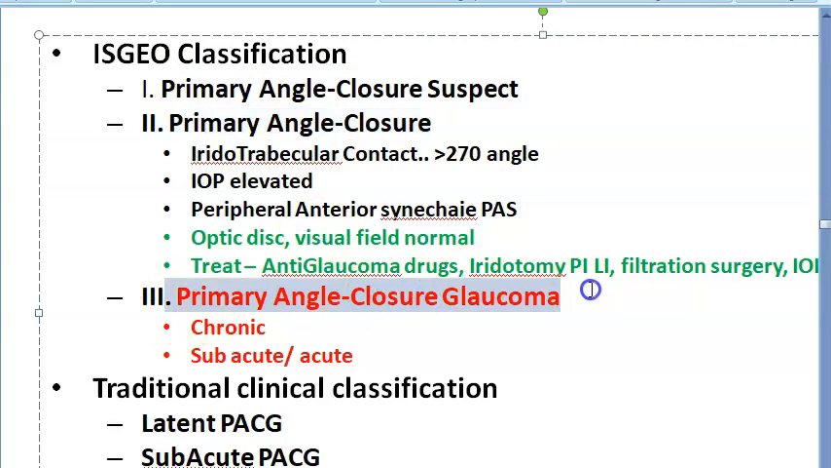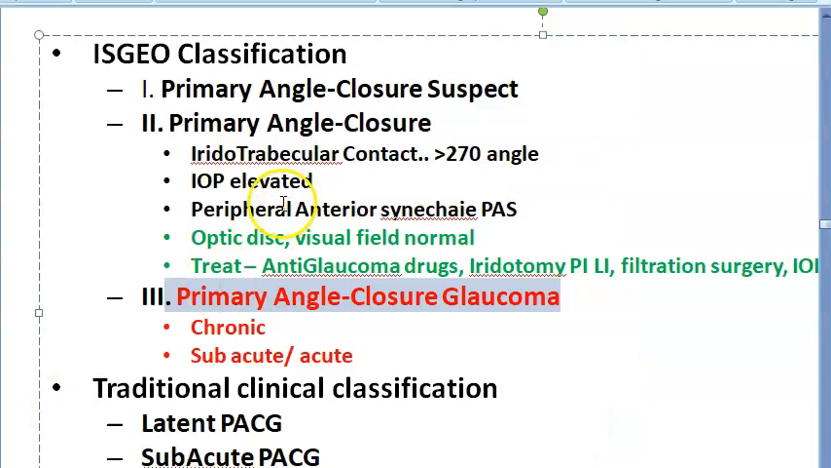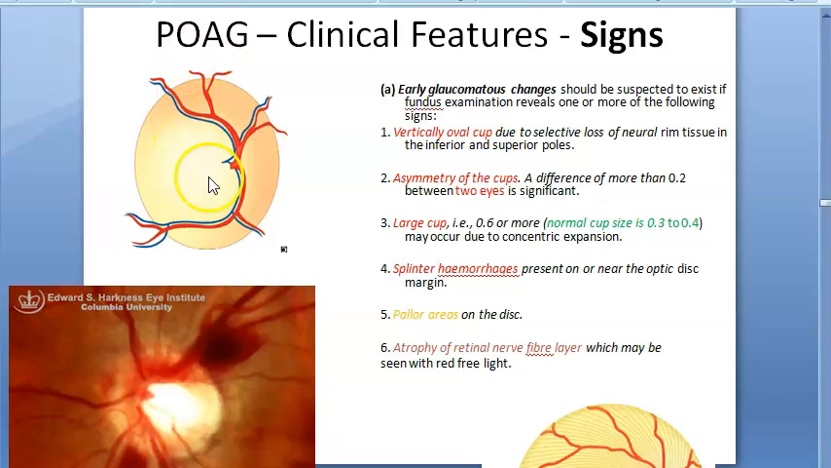Now we have to go to primary angle closure glaucoma. In glaucoma, optic disc changes will be there and visual field defects will be there. Everything else is the same, but the optic discs will have changes very similar to primary open angle glaucoma. You remember the cupping of the optic disc, the neuroretinal rim becoming thinner and thinner.